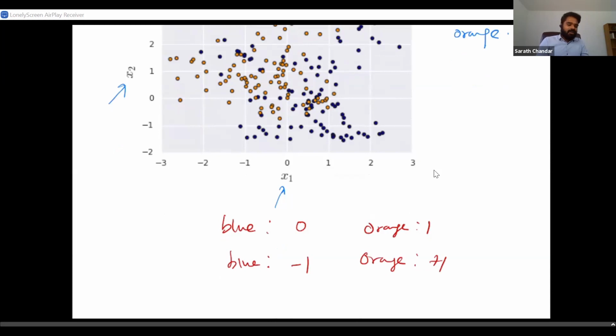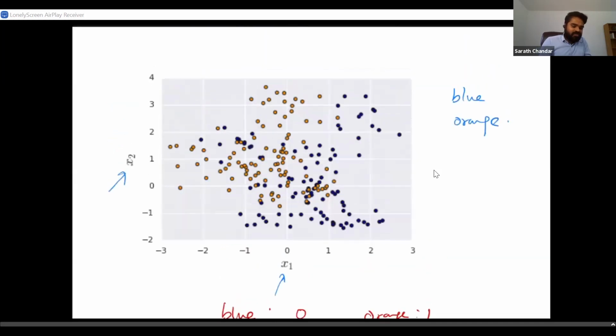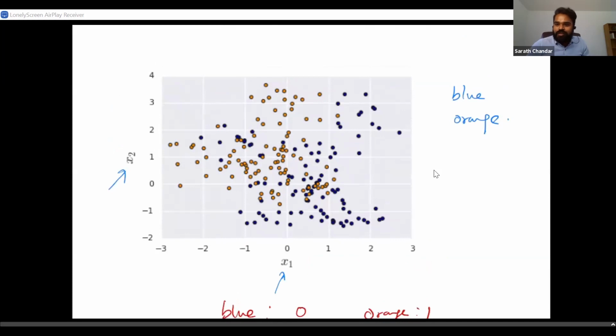Okay. So the moment I convert these categories into numbers, is there any way in which we can use whatever we have learned before to solve this problem?